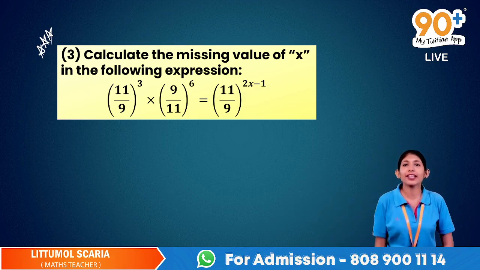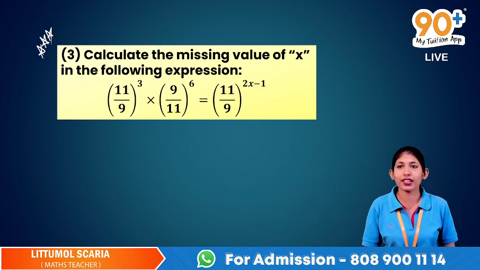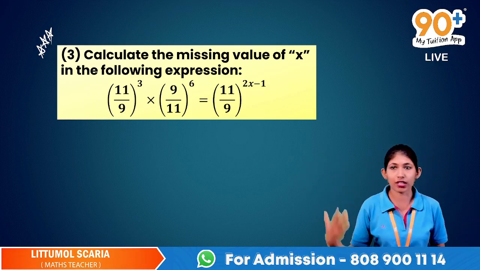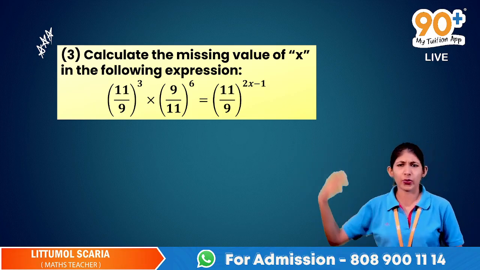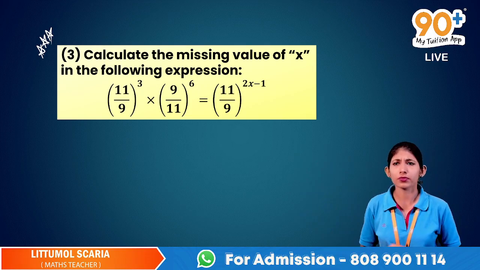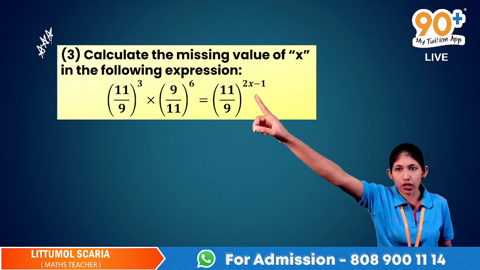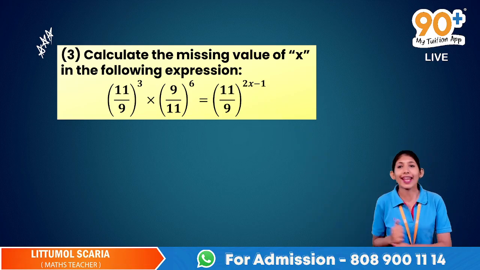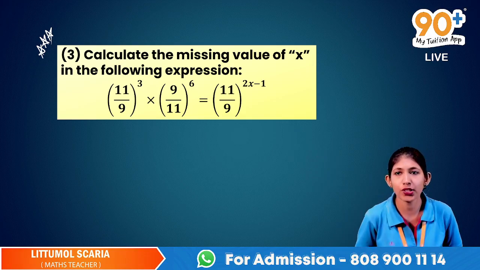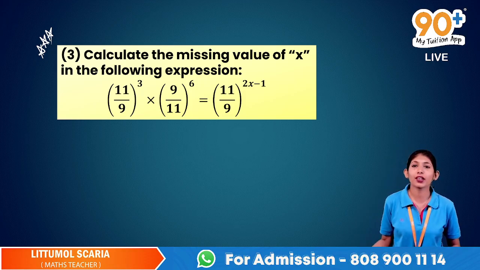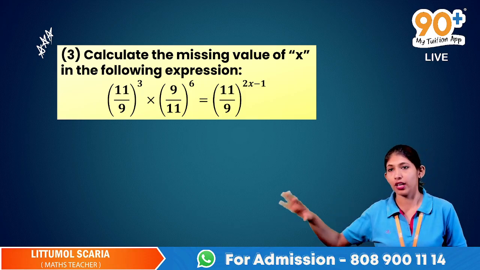Yes, calculate the missing value of x in the following expression. So expression, this is an equation actually, but in the question paper it is expression. I don't know why, but anyways, you are supposed to find the value of x. So look carefully where x is. Yes, your x is there, right over there, in 11 by 9 whole raised to 2x minus 1. That's where x is.